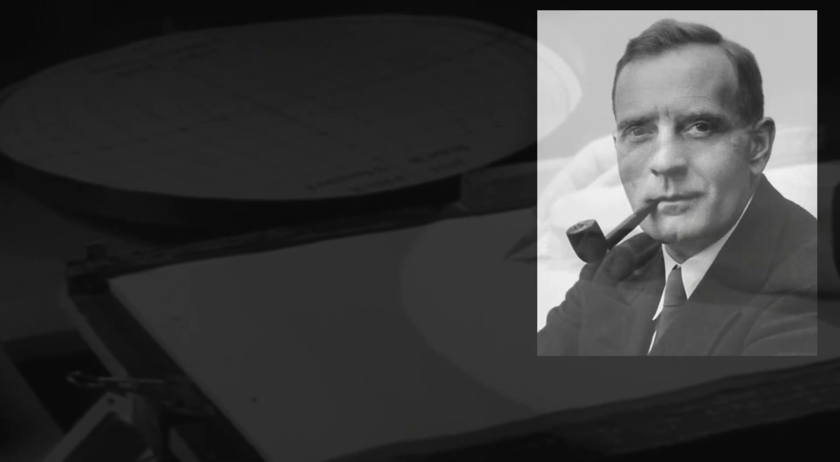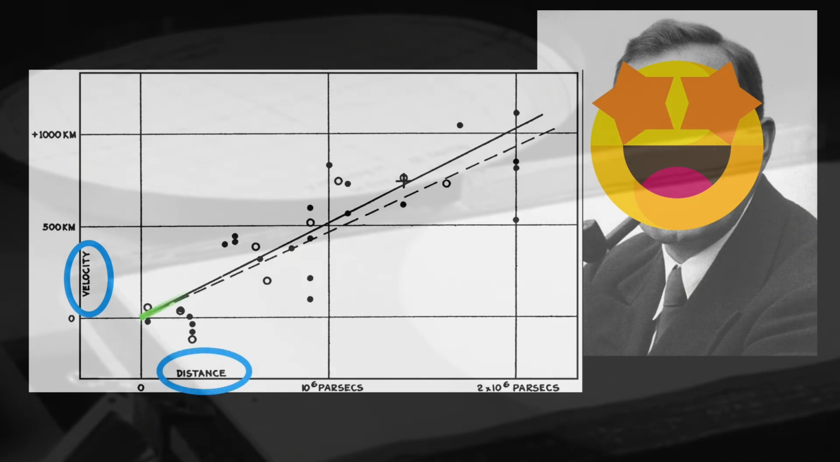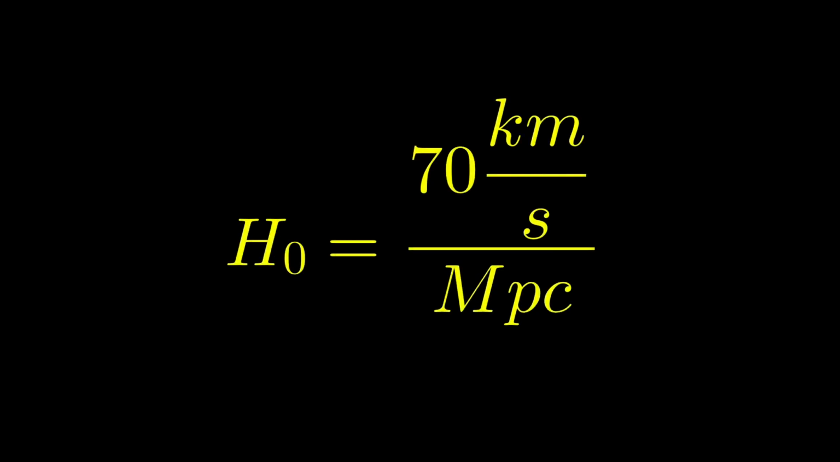Fascinated by this discovery, he put all his data into a graph. He plotted the velocity of the galaxies against their distance, and he found a linear relationship. Both the velocity and the distance from us were connected via a constant factor. This constant factor is nowadays known as the Hubble constant. Its value is around 70 kilometers per second per megaparsec.